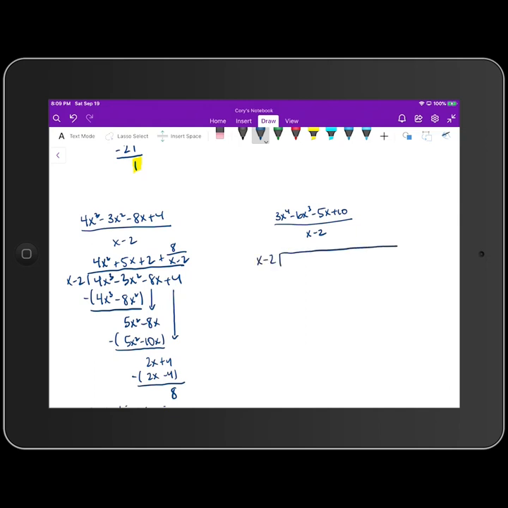Okay, so when we work out the next one, again, we want to check to see if we are missing any terms, and we are missing a term here. We're missing the x squared term. So what we're going to do is we're going to put a 0 as the coefficient placeholder for that term.